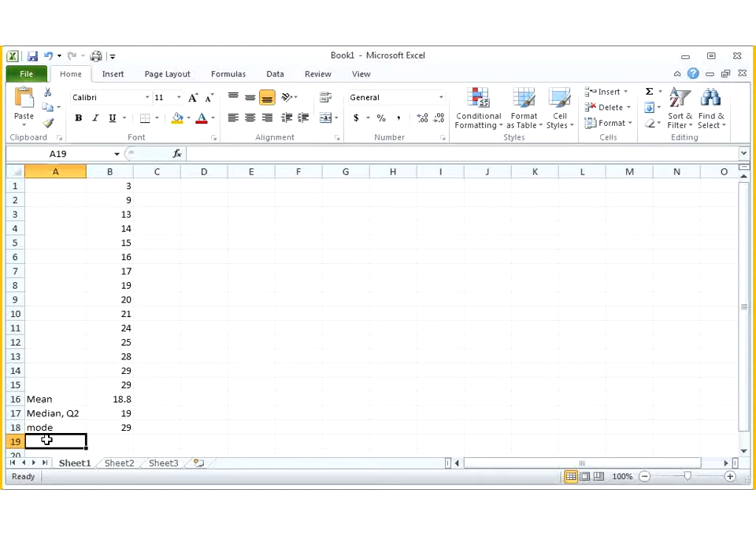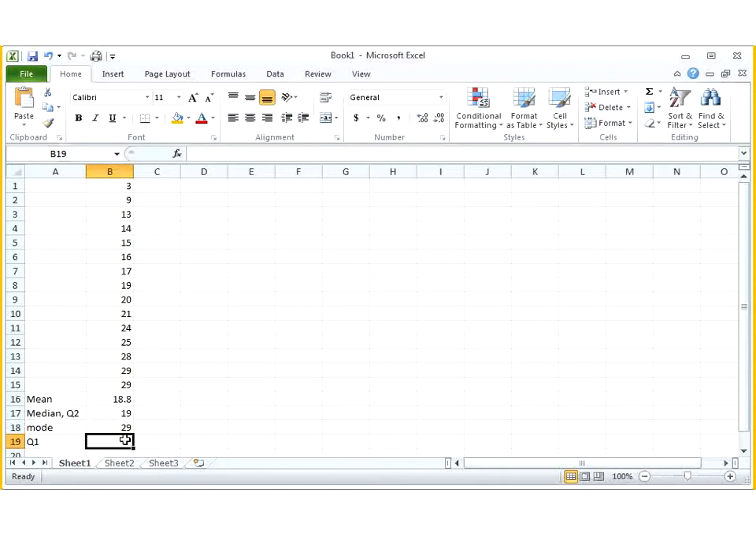What are we going to find? We're going to find quartile 1. So in this box right here, you're going to type capital Q with the 1, so we know that's what it is. Okay? And then click on this right over here, right next to it.